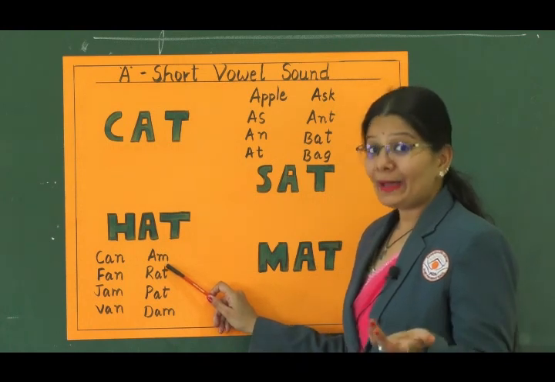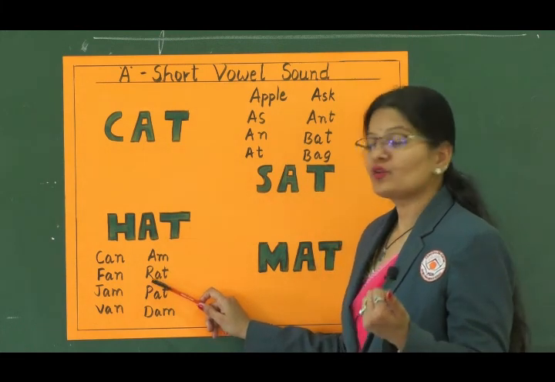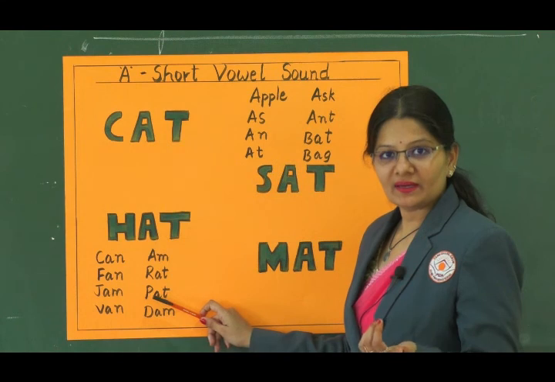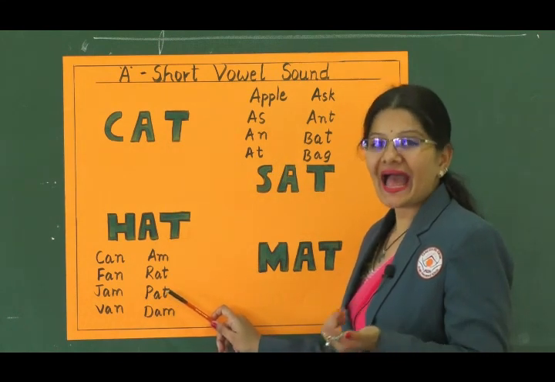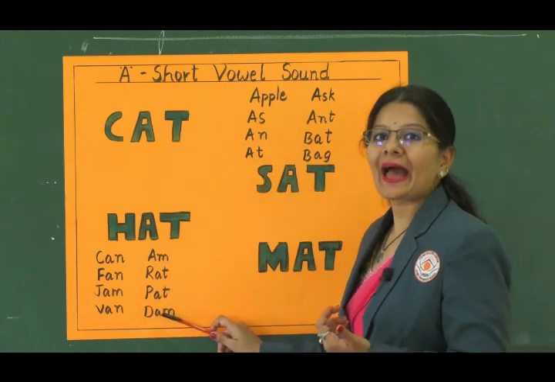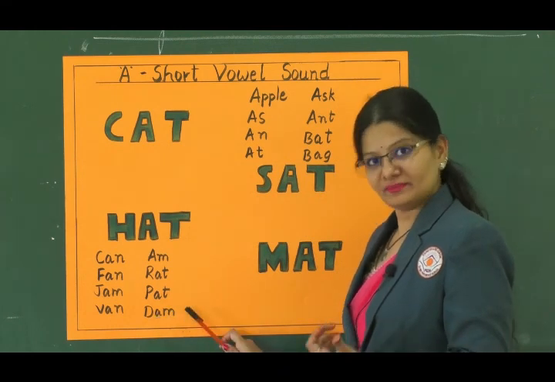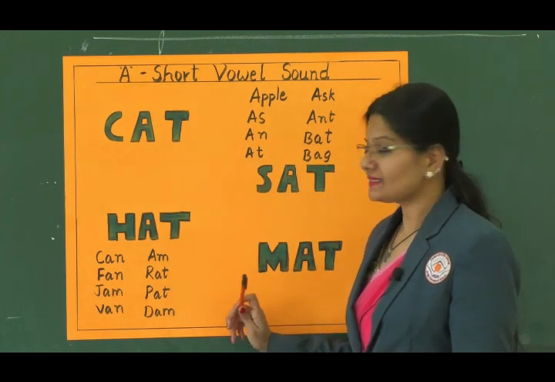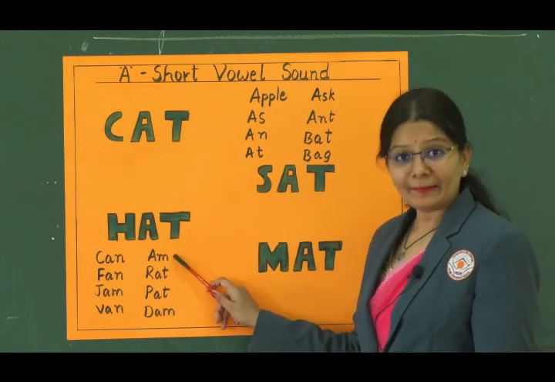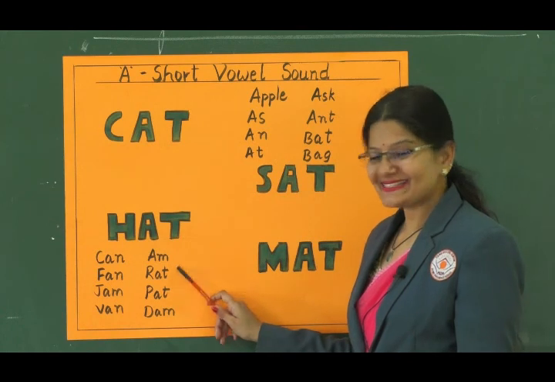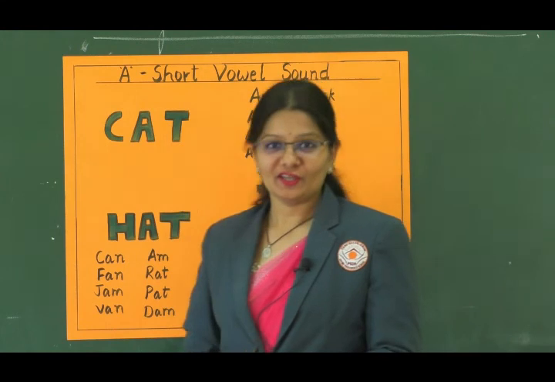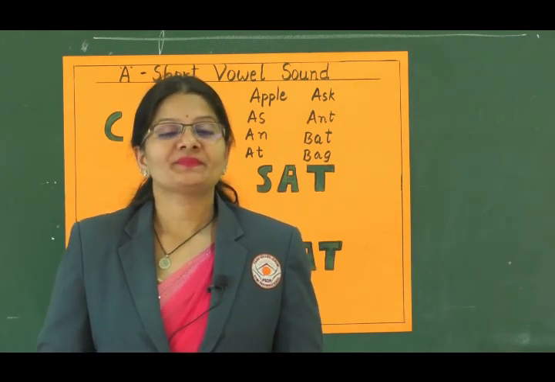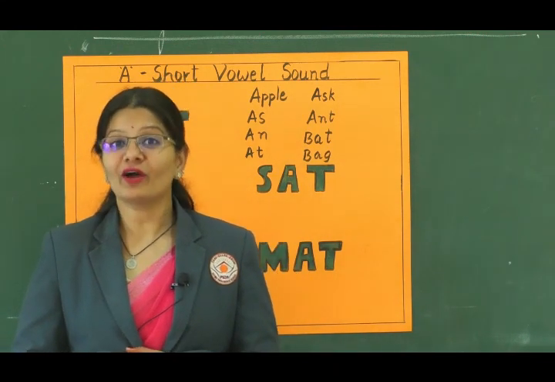A, M, am. R, A, T, rat. P, A, T, pat. D, A, M, dam. Now you repeat. Am. Rat. Pat. Dam. Good. So these were the words related to the short vowel A. Kids, it's time for a song again.